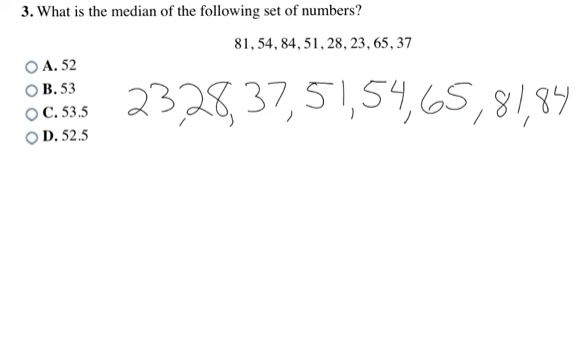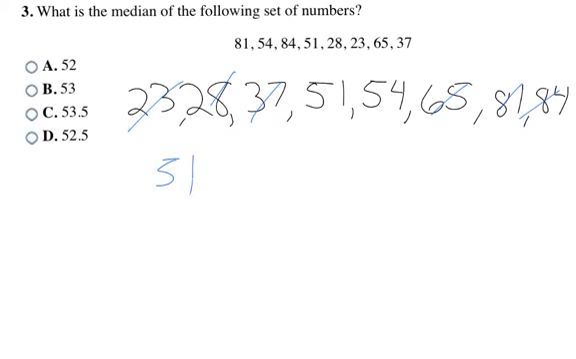And so now I'm just going to find the middle number. I'm just going to go ahead and cross them off equally from beginning and end. And I end up with 2 numbers in the middle. So that means I'm going to have to take the average of those 2 numbers, or think about what number is exactly in the middle of 51 and 54.